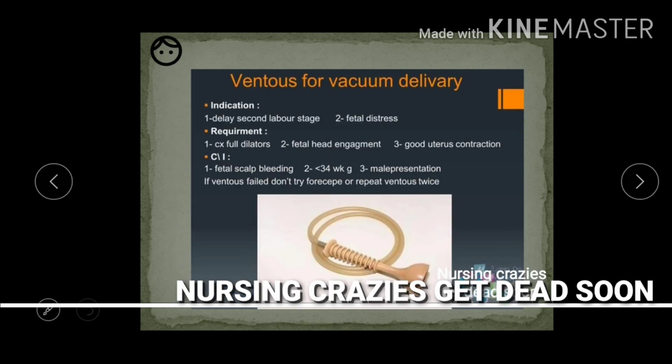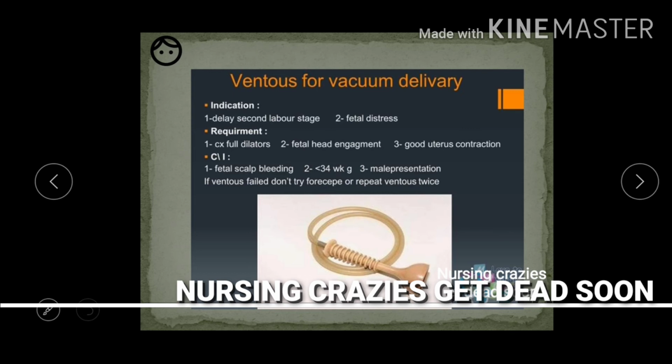Then next is the Ventouse for vacuum delivery. This is the instrument we most commonly see and use in the labor room. What are the indications of this Ventouse for vacuum delivery? First one is delay in the second stage of labor. If there is no progress in the labor, minor obstruction is there, and fetal distress is there, in that condition we put this cup on the fetal head and forcefully take out the head of the baby. In detail about the Ventouse or vacuum delivery we will discuss in further classes.